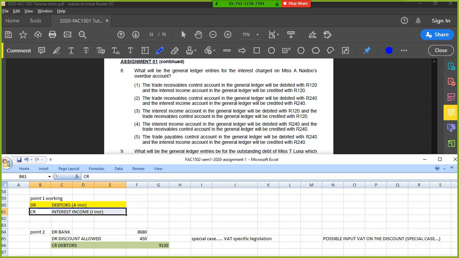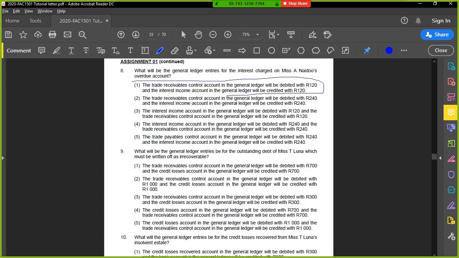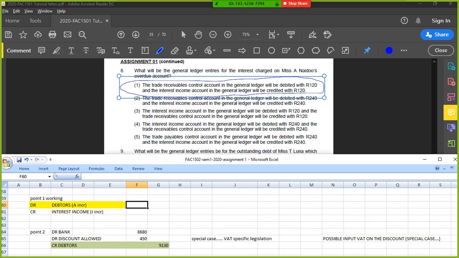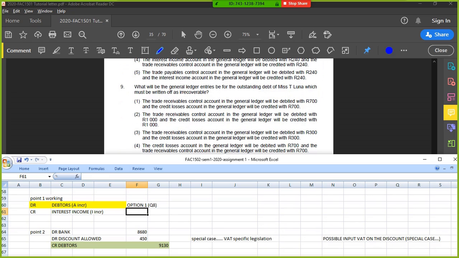Right. Number 2, trade receivables, general ledger will be debited with 240. No, that's wrong. Interest income will be debited. No, that's wrong. The 240 is wrong. Yeah, it's number 1. Okay, I'm just going to write that next to this. Option 1. What number was this? Question 8. Okay, next question.